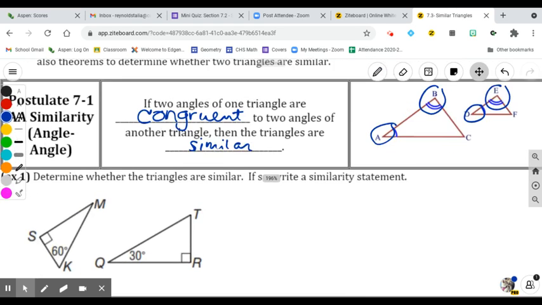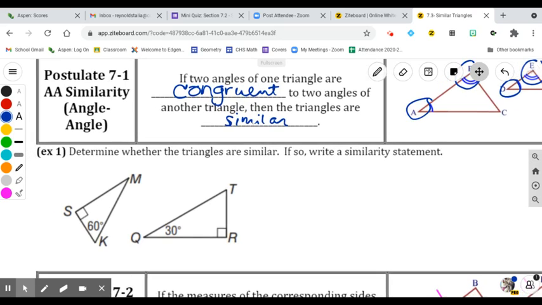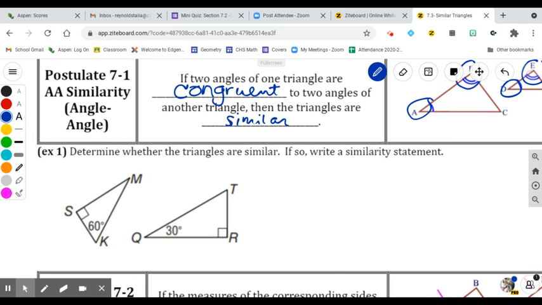So if you look at this example here, let's determine if these two triangles are similar. So I see that angle S is congruent to angle R. So that's one pair of congruent angles. But notice that 60 and 30 are not the same. So you may be tempted to say that no, these are not similar. However, you can find this third angle, M and T, because the angles add to 180, and then compare.